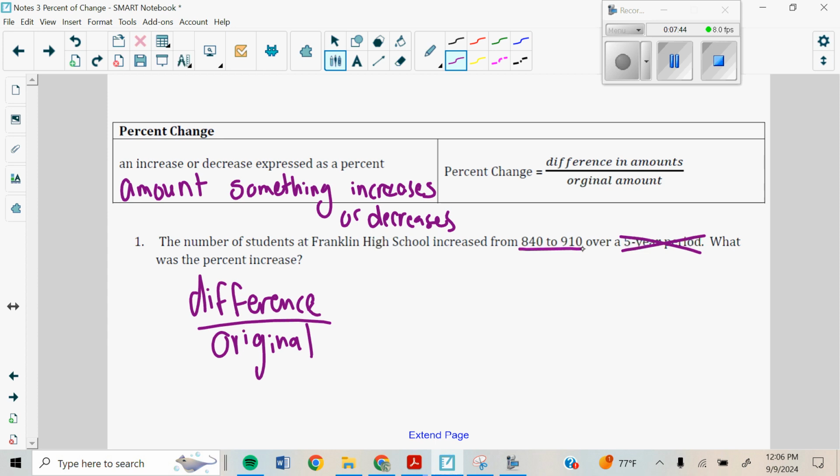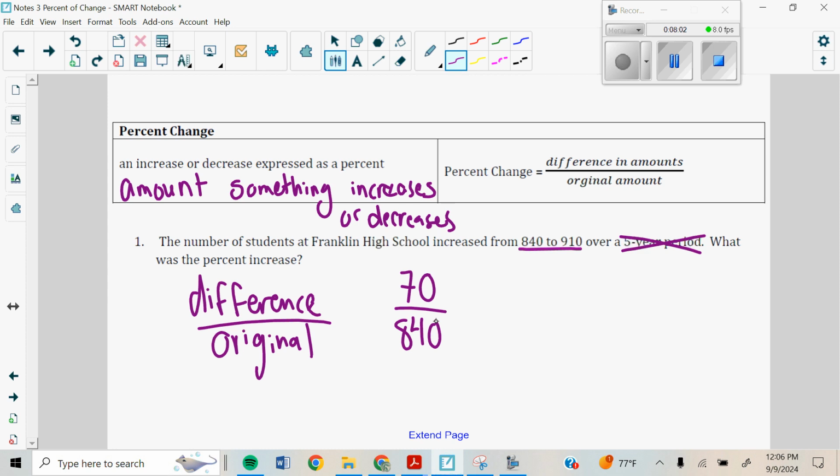And so it increased from 840 to 910. So it's a positive increase. And we increased 70 students. And we're going to divide that by the original number. And our original number was our 840.